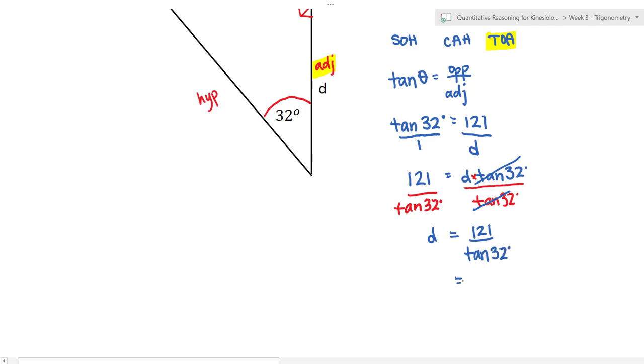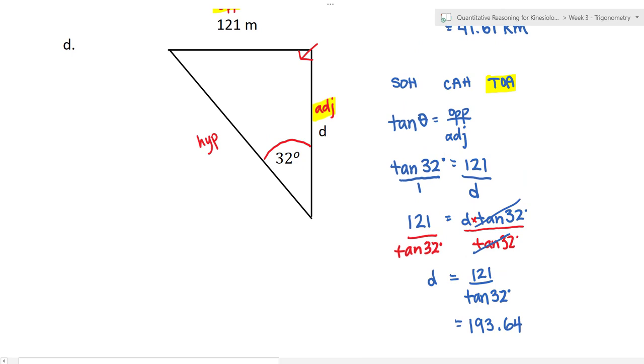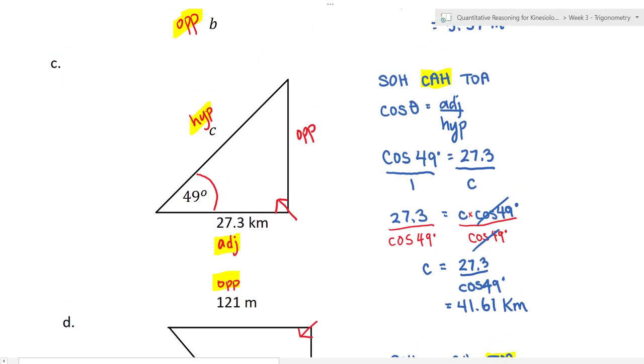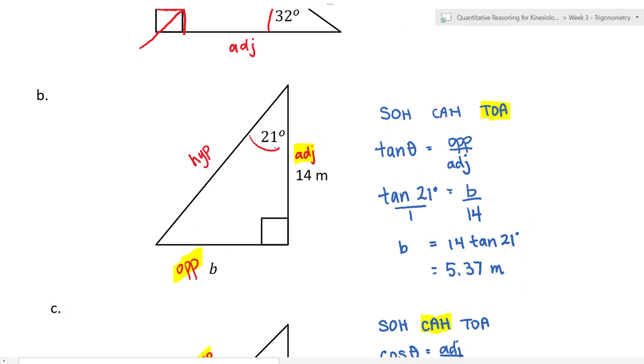And now I'm going to solve for D. I'm just going to type this onto my calculator. So I have 121 divided by tan 32 equals, and I get 193.64. D is equal to 193.64. I take a look at my question again, and I see the units were in meters, so I need to remember to put meters here. And I'm all done. Okay, so to recap, you use SOH CAH TOA when you know one of the angles and one of the sides, and you're looking for another side in a right angle triangle. All of these questions will be done with right angle triangles because that's the only way you're able to use SOH CAH TOA. A right angle triangle is the only way you will have a hypotenuse. Without that, there wouldn't be a hypotenuse, so you wouldn't be able to use SOH CAH TOA.